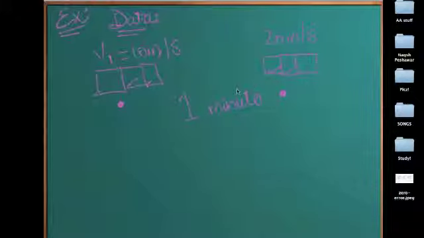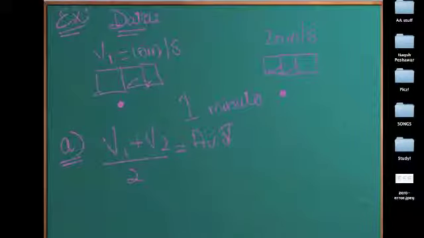Now the question asks, what is its average speed during this time in meters per second? So part A, V1 plus V2 divided by 2 gives us the average speed, average velocity. Here we have 10 plus 20 divided by 2, which gives us 30 divided by 2, which is actually 15 meters per second. Now they ask us, how far does it travel while increasing its speed? How far does it travel in this 1 minute?